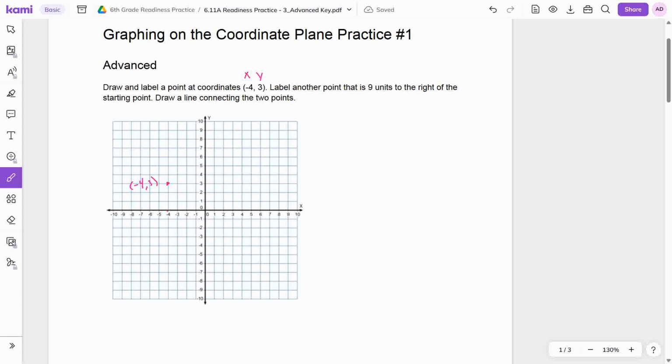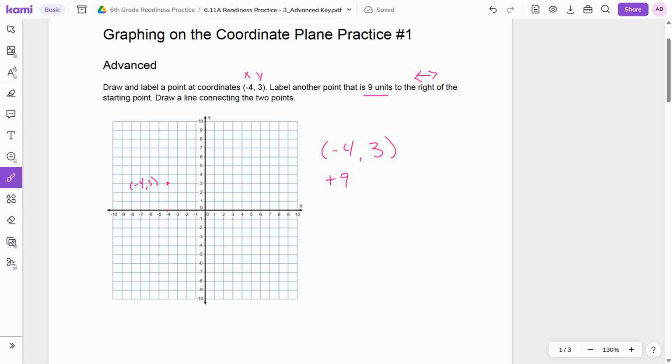Now we need to draw another point that is 9 units to the right of the starting point and then draw a line connecting it. If I'm going left and right, that means I'm dealing with the x-axis. And I'm adding 9 rather than subtracting 9, simply because I'm going to the right, and as I'm going to the right, my numbers are increasing.